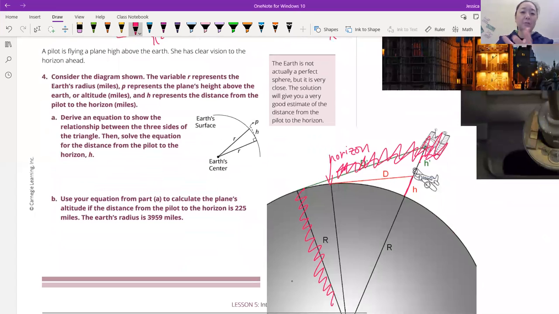Now, I told you guys in class that I would be doing this problem. So maybe you fast forward to this ending because you were curious, right? I would highly recommend that you just try this yourself, and then maybe press play to see. Okay, so we have a pilot flying high above the earth. She has clear vision to the horizon ahead.